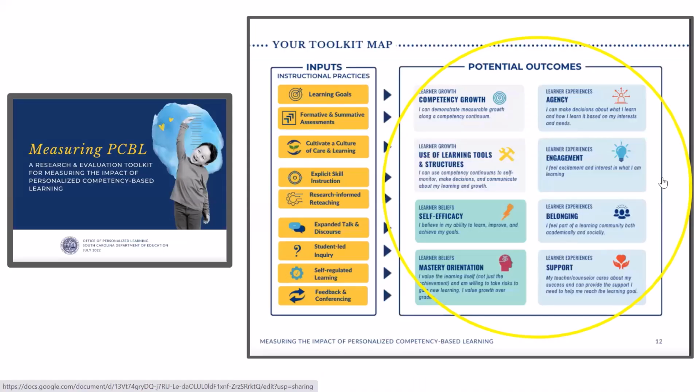The Measuring PCBL Toolkit focuses on 8 outcomes that we believe are distinctive of a high-quality PCBL system. The toolkit was created to help make measuring personalized competency-based learning impacts as accessible as possible for classroom teachers, school coaches and leaders, and anyone wanting to document the effects of PCBL practices for learners. Let's dig in and learn more about the connections between this 4.0 element and the Measuring PCBL Toolkit outcomes.